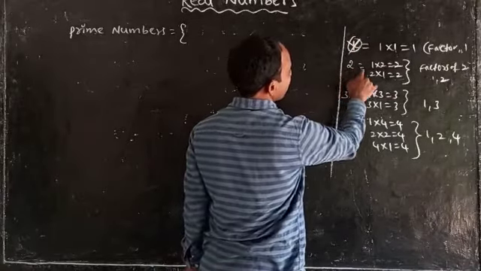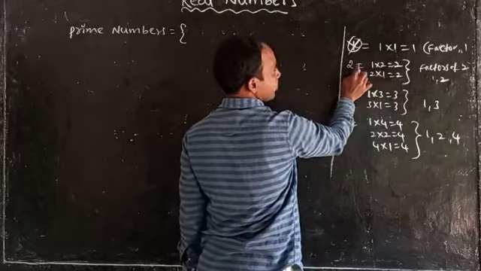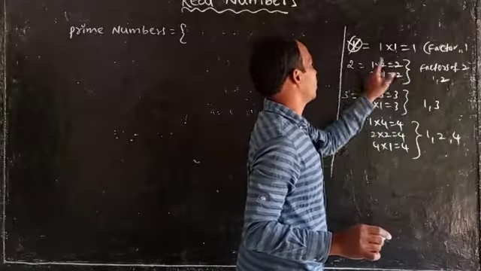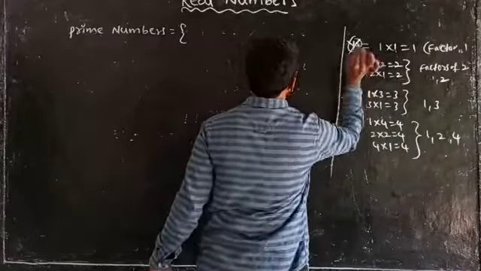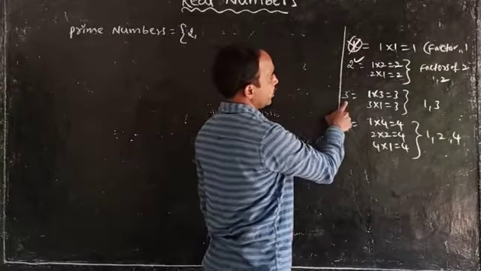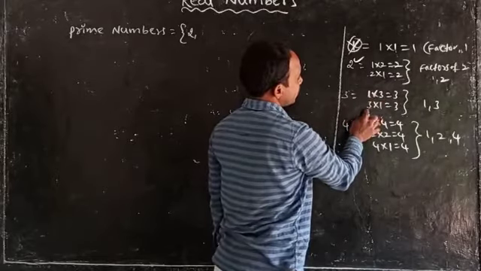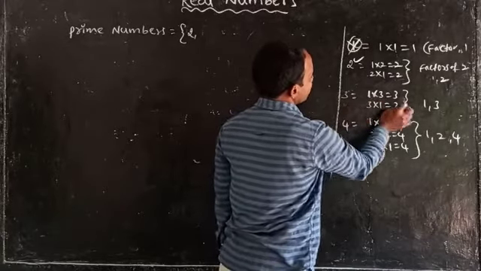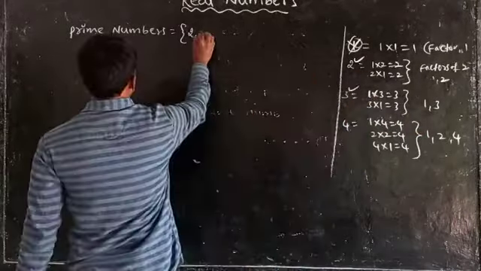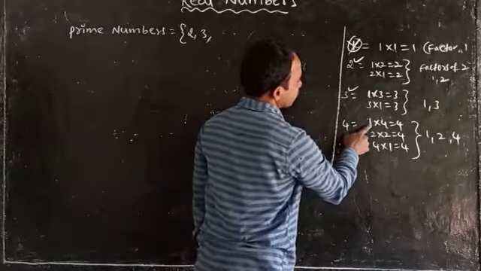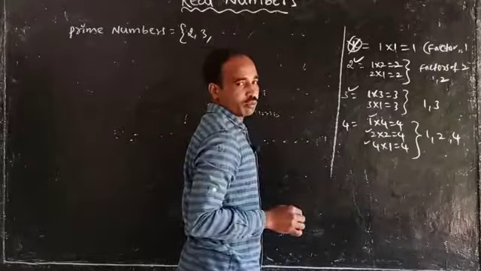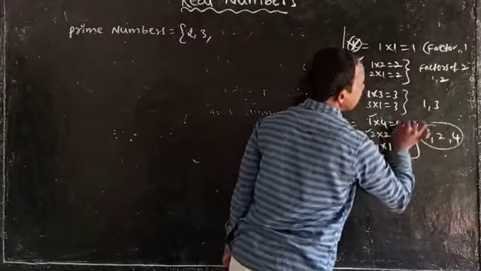2 has two factors, it comes in the 1 table and the 2 table. So 1 and 2 are the factors of 2. So this is a prime number. 2 is a prime number, and also 3. 3 has 1 times 3 and 3 times 1, so 3 comes in only two tables. So 3 is also a prime number. 4 comes in the first table, the second table and also the fourth table. So 4 has three factors.